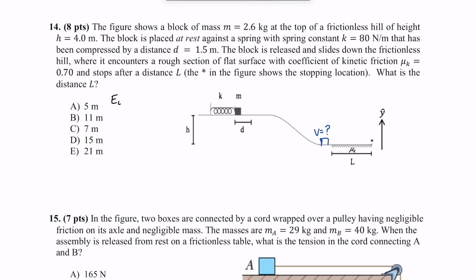Setting this up as energy initial is equal to energy final, the initial is at the top of the hill before the object starts moving. It's not moving, so it has no kinetic energy. It is above the ground, so we have a gravitational potential energy. And there's a compressed spring, so there's an elastic potential energy. At the bottom of the hill, the object is moving, so there will be a kinetic energy. It's at the ground level, so there's no gravitational potential energy, there's no more spring, and there's no friction yet, so the only energy there will be this kinetic. We can solve now for the velocity.